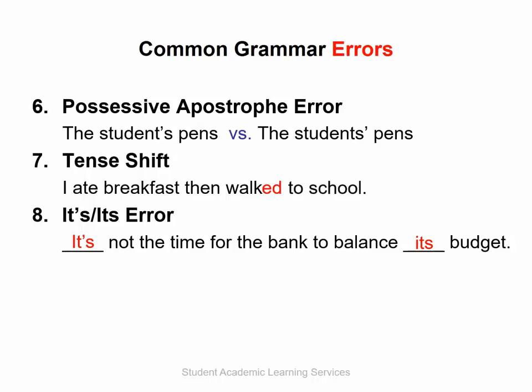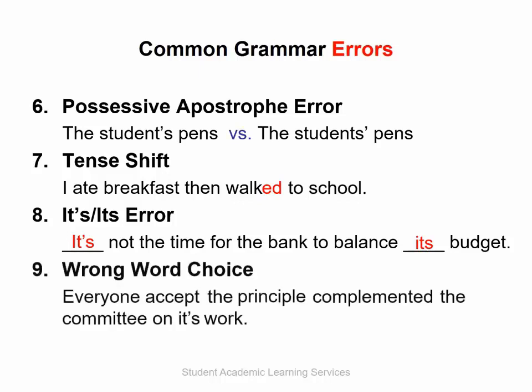The second form, ITS, that's the possessive form. Wrong word choice. So in this sentence, there are some words that are not correct. If you read it, everyone except the principal complimented the committee on its work. It sounds fine, but several of the words are incorrect. Can you identify them? If you said this word, accept, you're right.